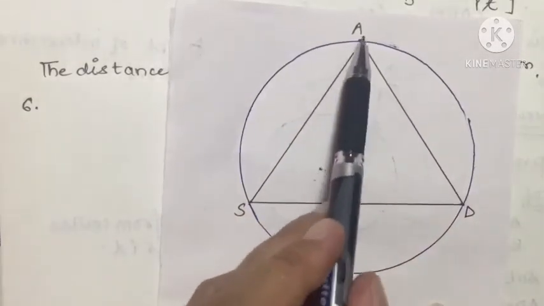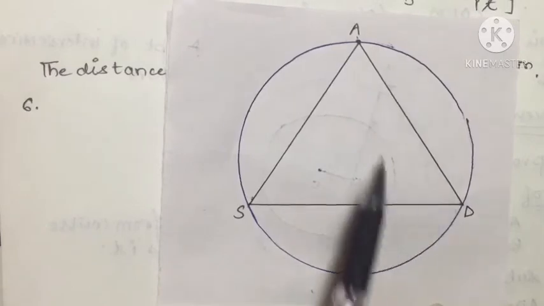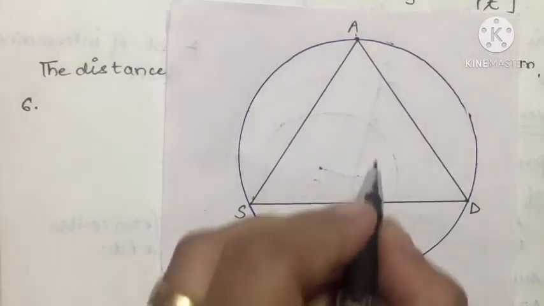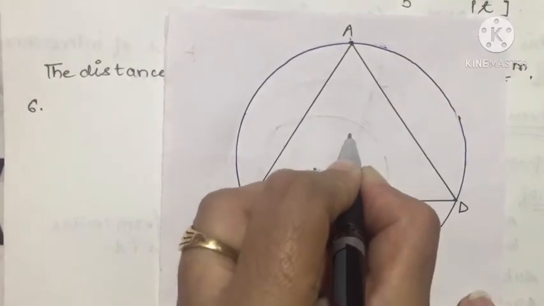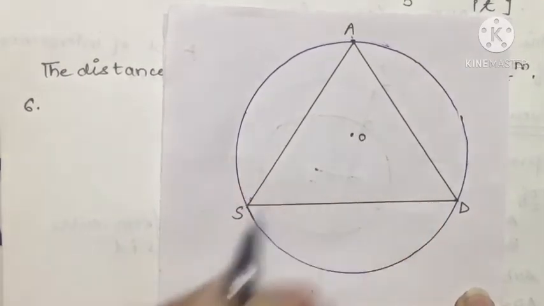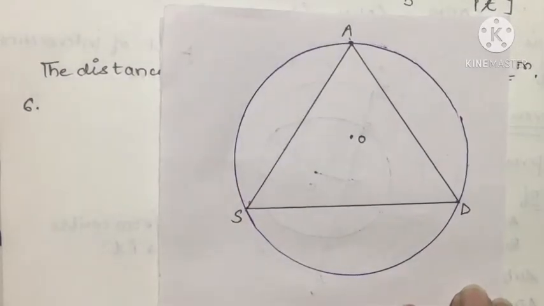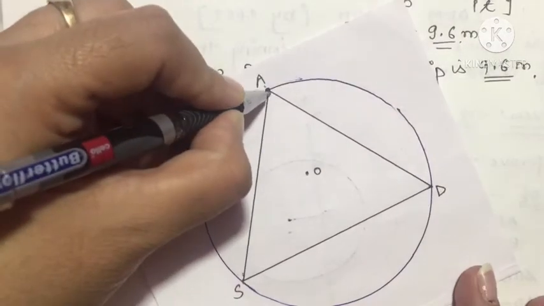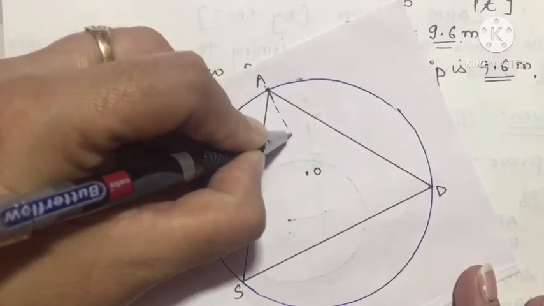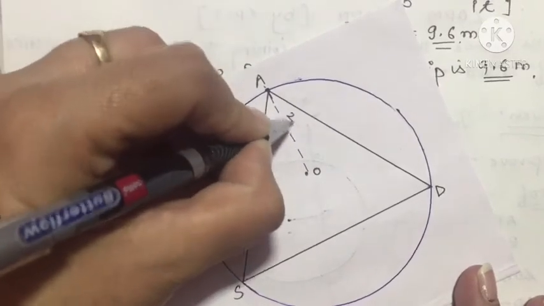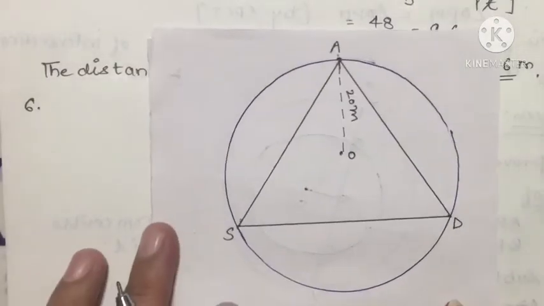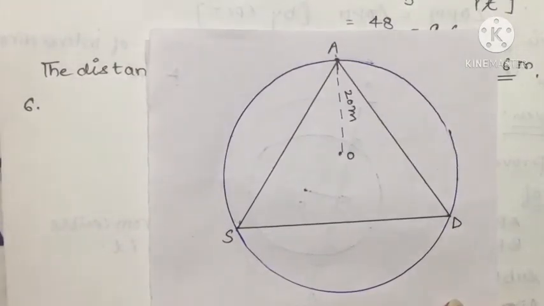Three children, Ankur, Sayyid and David, are sitting on the boundary of a circle. Let us take this as the center of the circle, and let me draw the radius. The radius of the circle is 20 meter. This information is given to us.